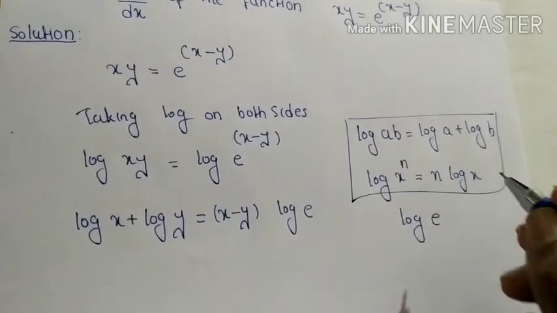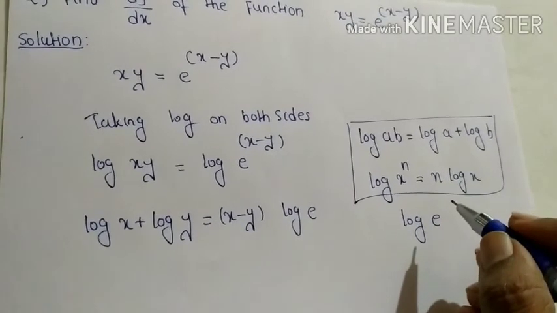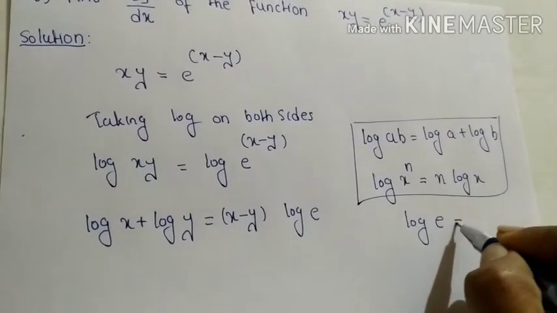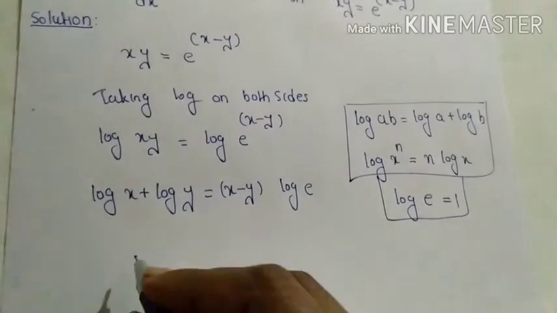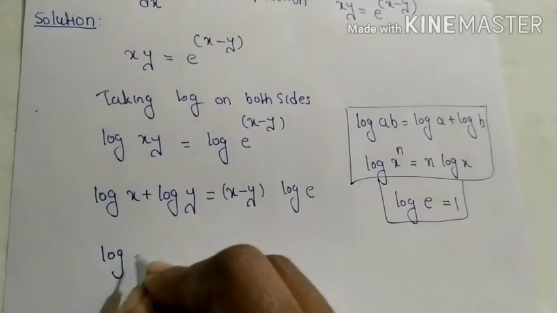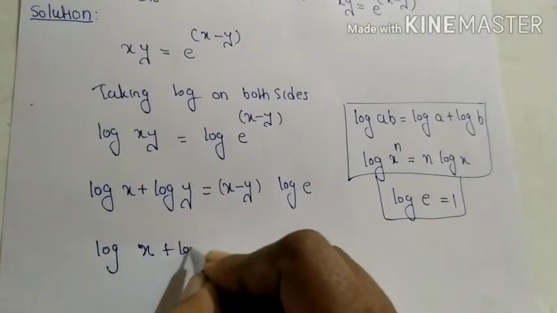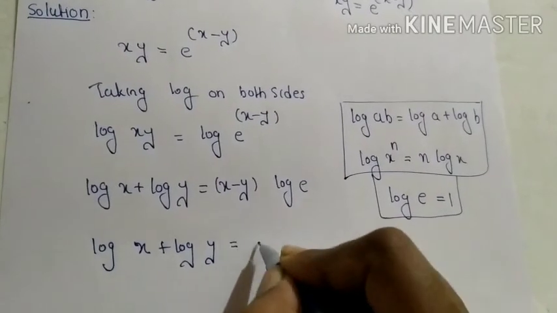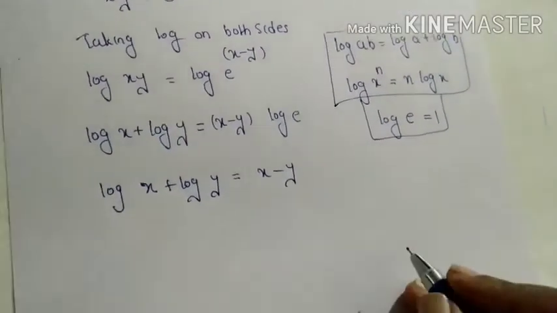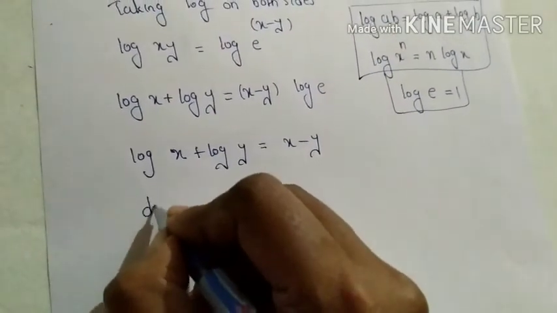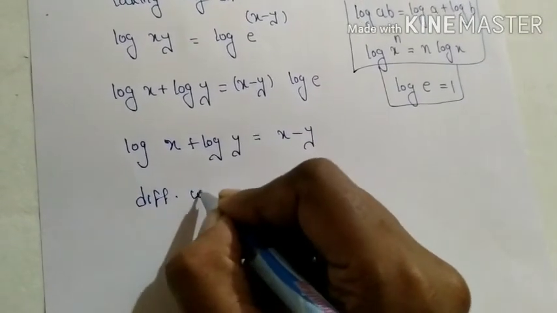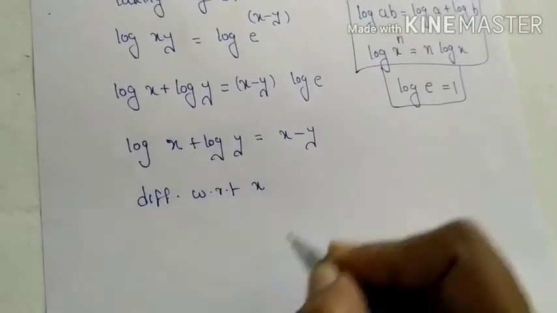Log is the inverse of the exponential function, right? So log e is equal to 1. So we get log x plus log y equal to x minus y. Okay, next I am going to differentiate with respect to x on both sides.